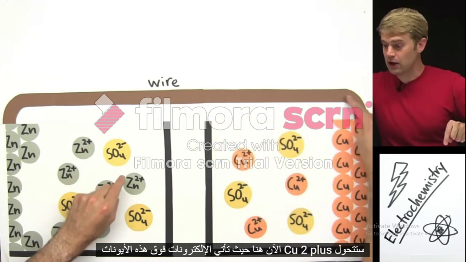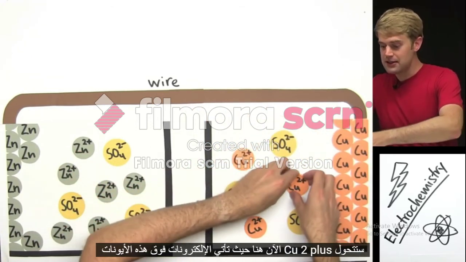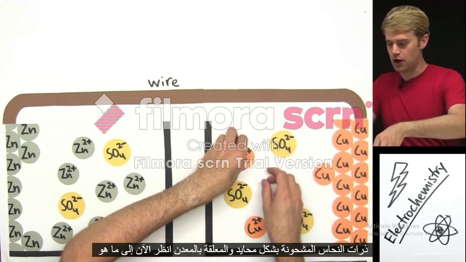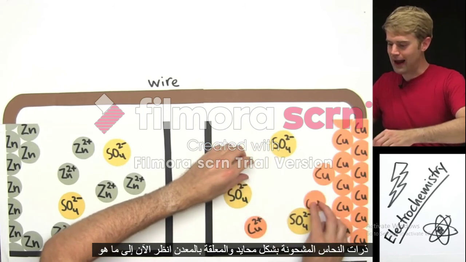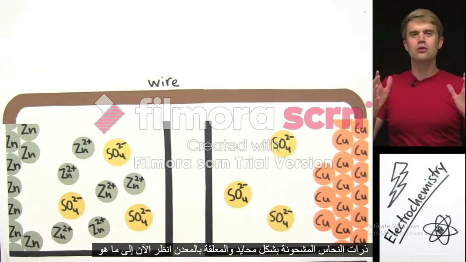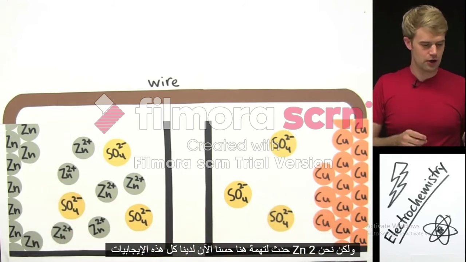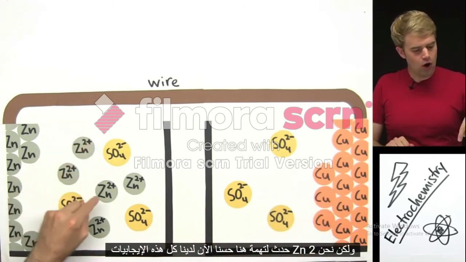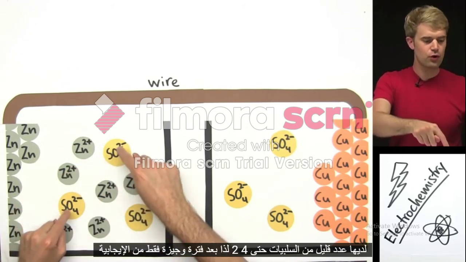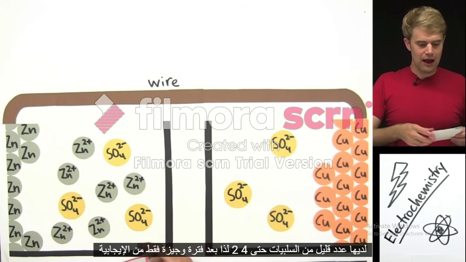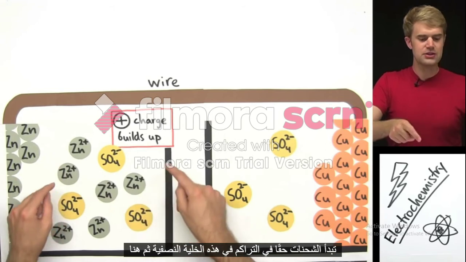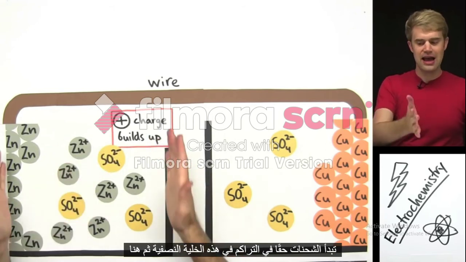Now over here, as electrons come over, these Cu2+ ions will turn into neutrally charged copper atoms and attach to the metal. Now look at what's happened to the charge here. Now we have all of these Zn2+, but we have only a few of the SO4 2-. So after just a little while, positive charge really begins to build up in this half cell.